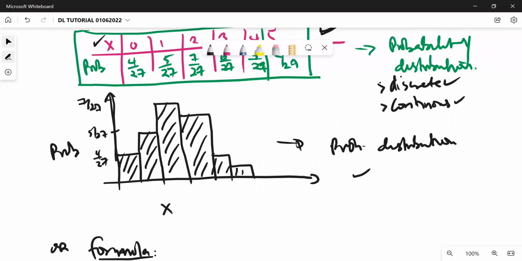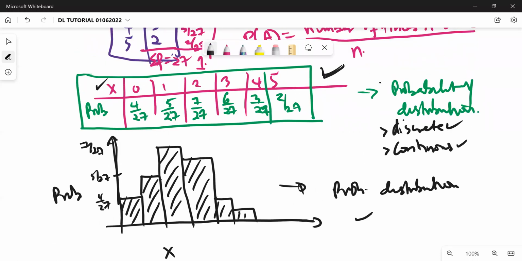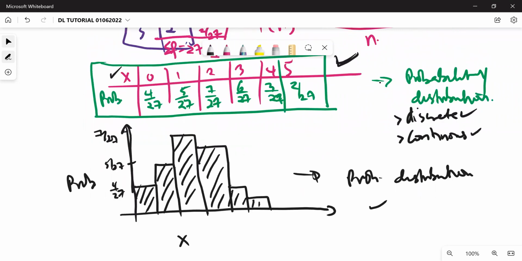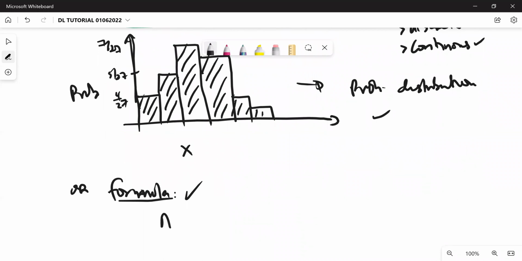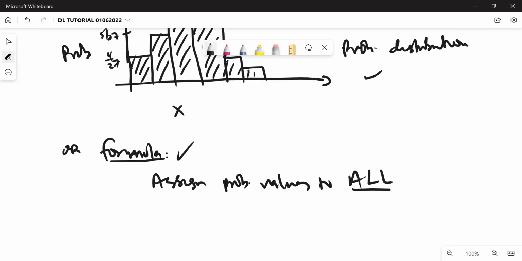So when you talk about a probability distribution, it is either a table, a graph, or a formula which assigns probability values to all the possible values of X. Like this probability value is assigned to this value of X, and this probability value is assigned to this value of X, and so on. The key word here is assigns probability values to all, not some, to all the values of X.